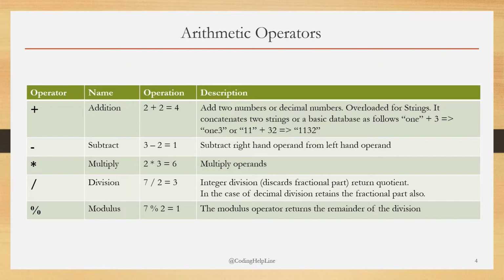Subtraction: the minus operator, or subtract operator, subtracts the right-hand operand from the left-hand operand. The multiplication operator multiplies 2 operands. The division operator divides the left side by the right side, and this is integer division. If the operands are floating point numbers, it will retain the fractional part. The modulus operator returns the remainder of division. The division operator returns the quotient of division.